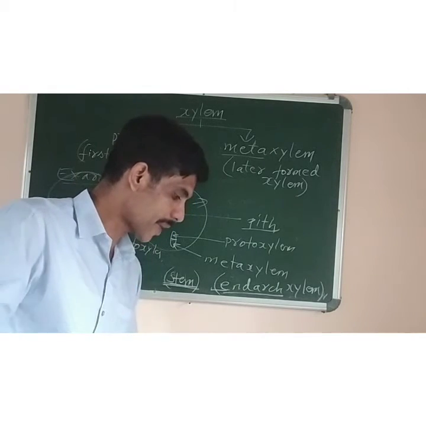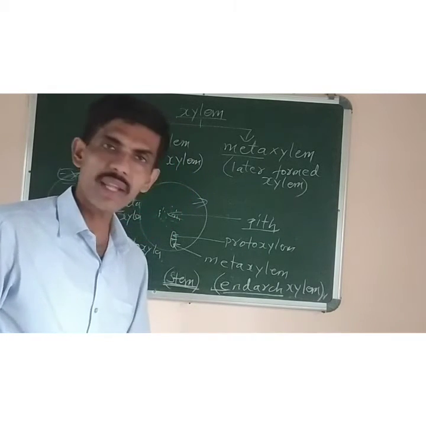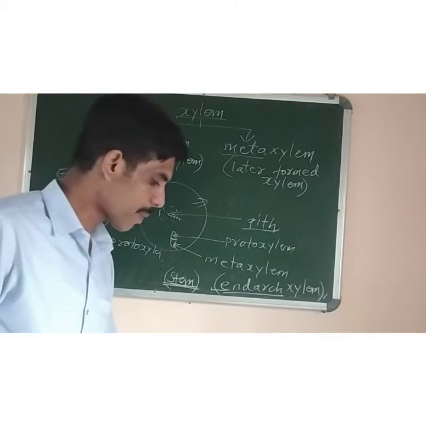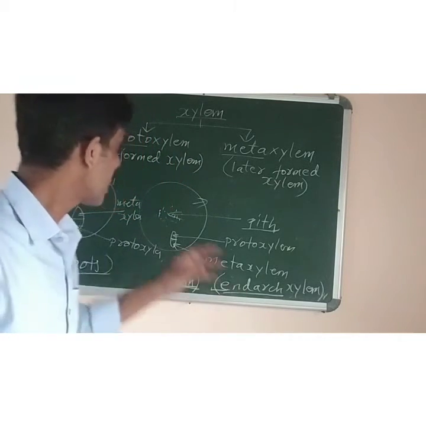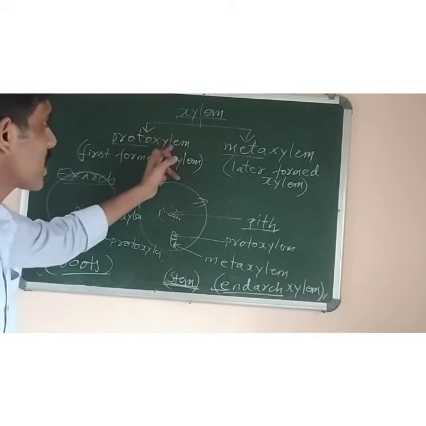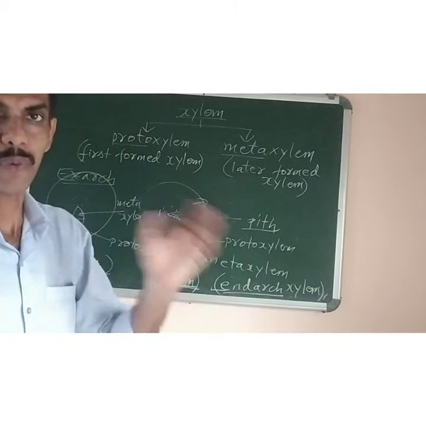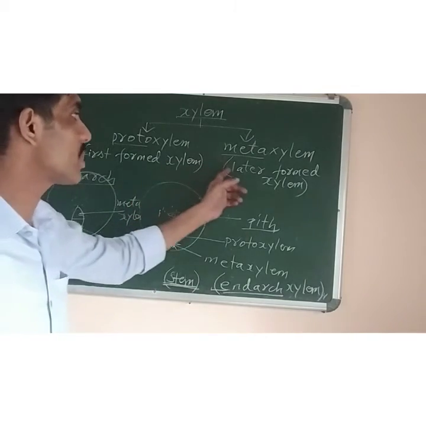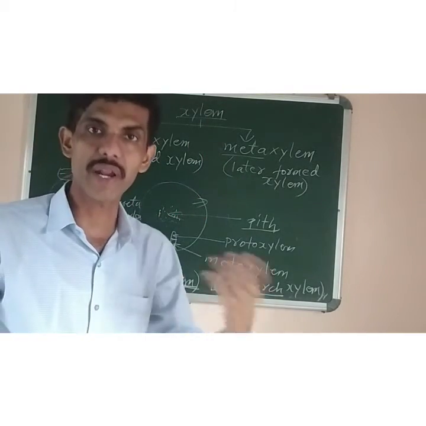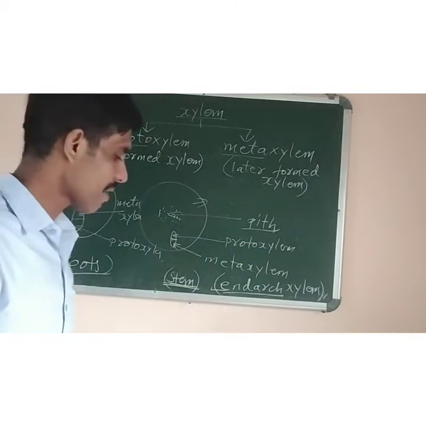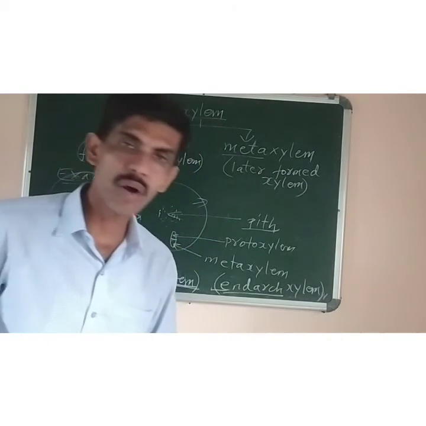Now next we have to study phloem. It is made up of 4 different types of cells, as I said. Again there are 2 terms, protophloem and metaphloem, similar to that of xylem. Like protoxylem is there, protophloem is also there. The phloem formed first is called protophloem, and the phloem which develops or is formed later on is called metaphloem.